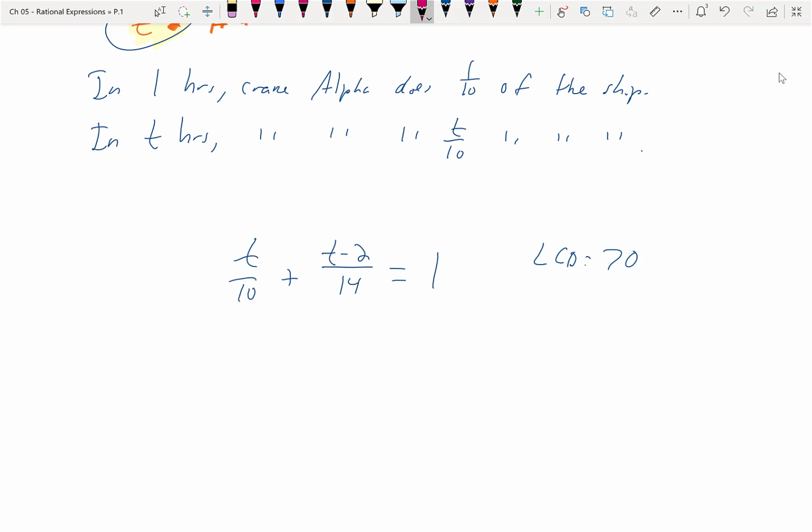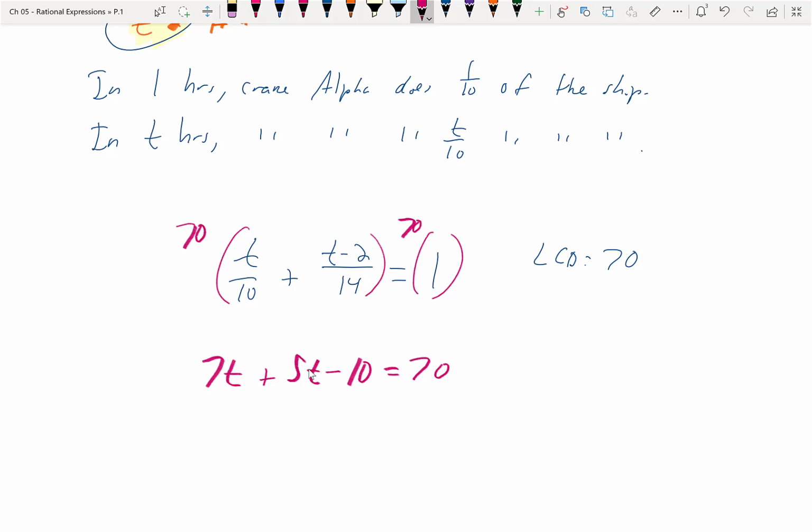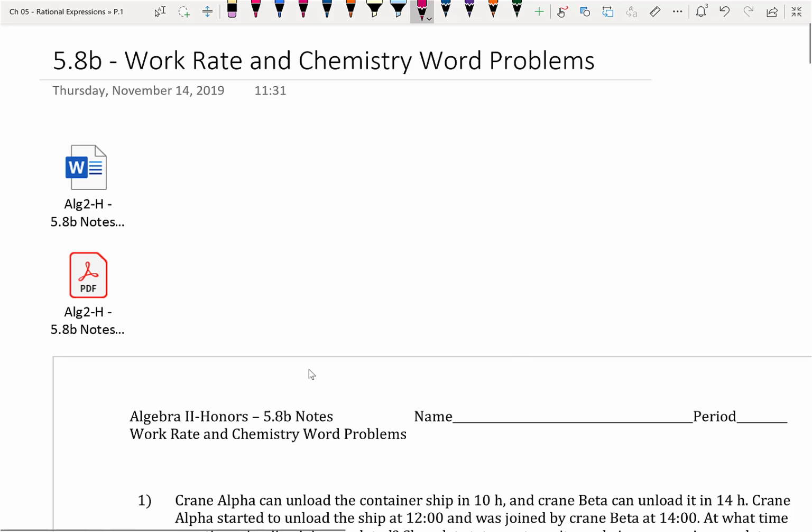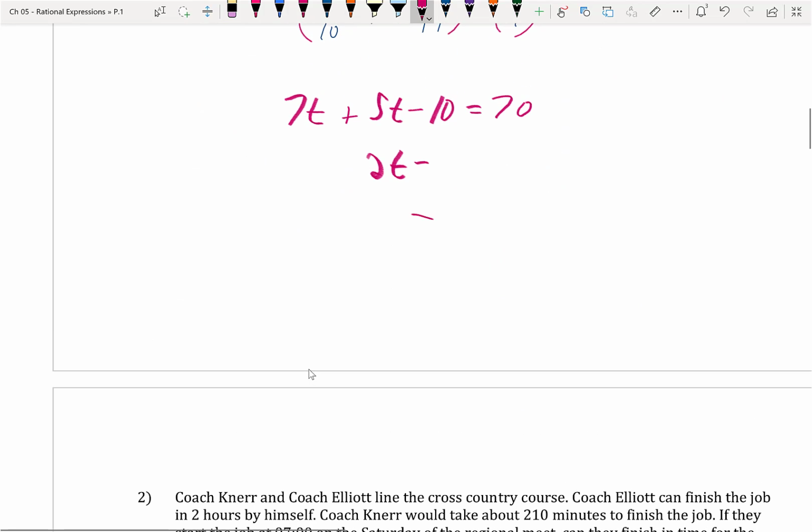We're going to multiply the left and the right side both by the 70. So when I multiply both sides, we get 70 times that would be 7t. 70 into 14 is 5, so 5t minus 10 equals 70, or 12t is equal to 80. 12t is equal to 80. T is equal to 80 twelfths.